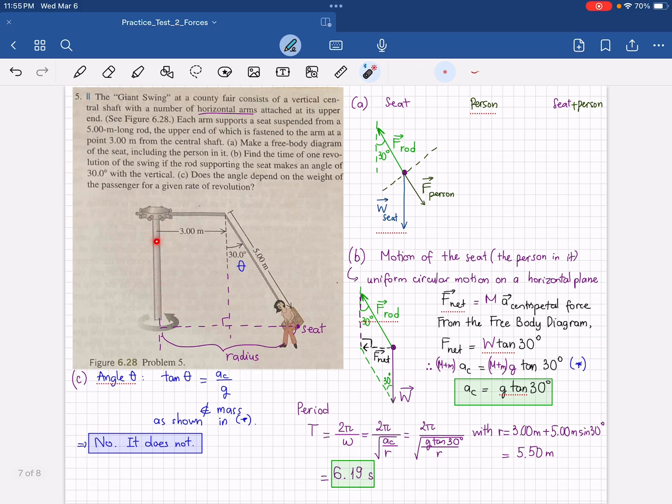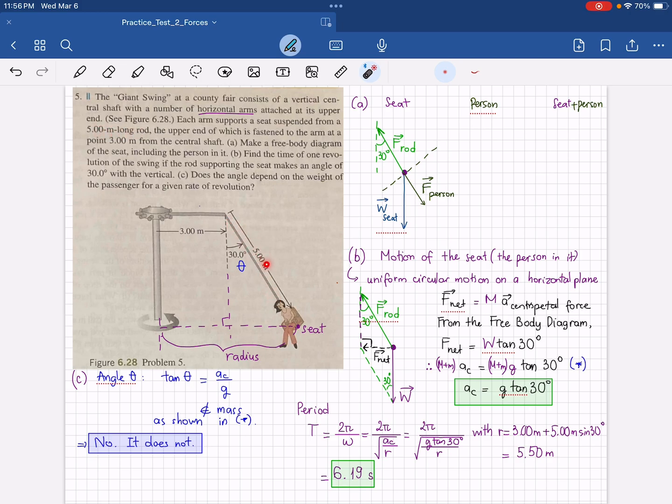this is the vertical central shaft here, and it has many horizontal arms. So this is a horizontal arm, so then a lot of people can share, right? There is another one, two, three, four, five, and so on. Yeah, each arm supports a seat suspended from a 5 meter long rod. So this is the rod.